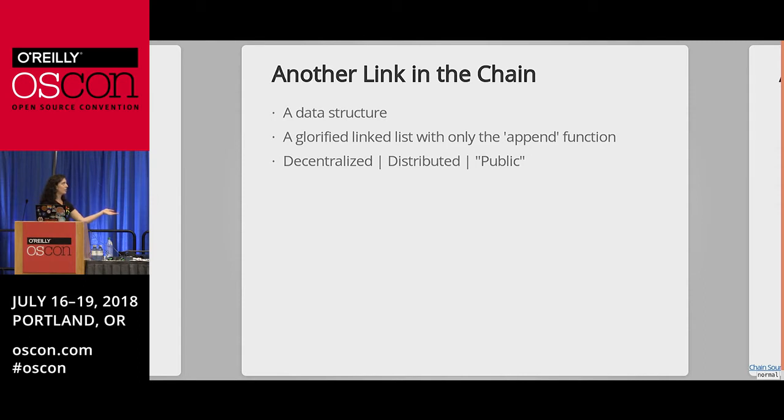Another attribute of blockchains is that they should be decentralized, distributed, and public. This is not inherent to the technical data structure of a blockchain. You can have a blockchain that is not decentralized or distributed or public, and it is essentially just a linked list with only the append function. But in order for it to be considered a blockchain within the community, it should exist on multiple nodes.